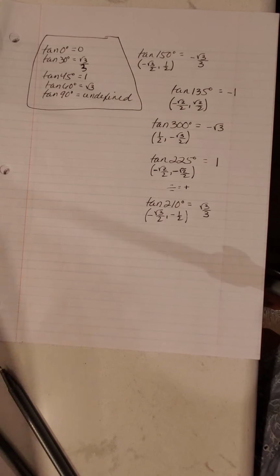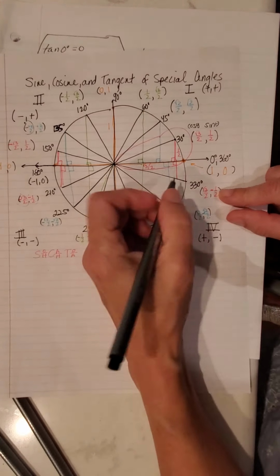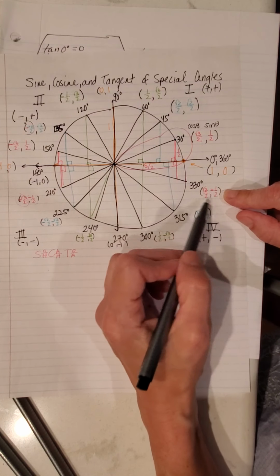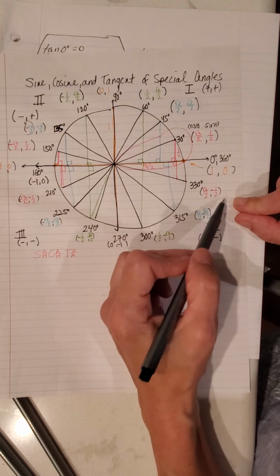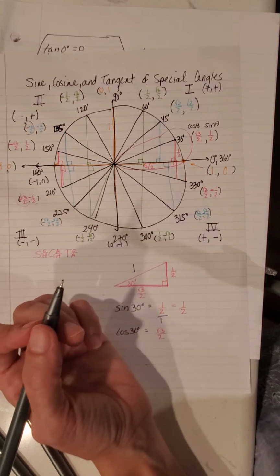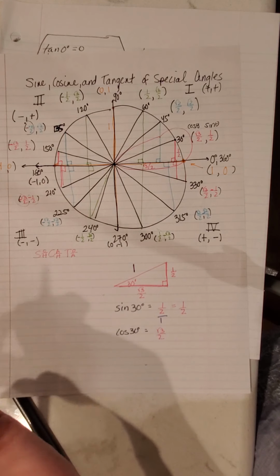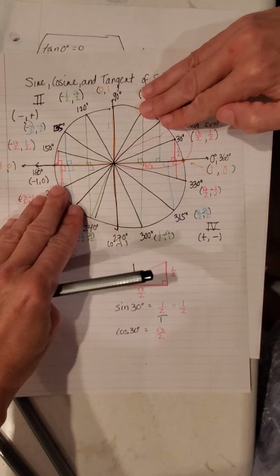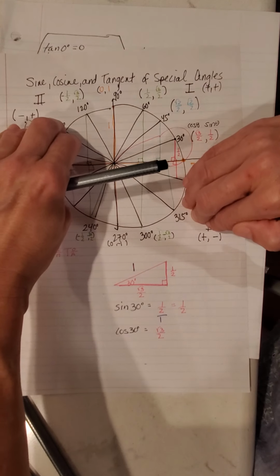Whereas if I were to go to 330, for example, also the same triangle as 30, because x is positive but y is negative, when one of the values is negative, the tangent is going to be negative. If both of them are negative, the tangent will be positive. And so a good way to think about it is we've got positive tangent here and negative tangent here.